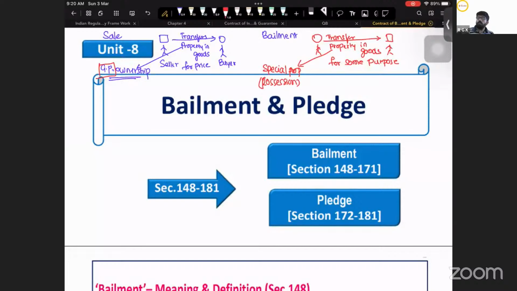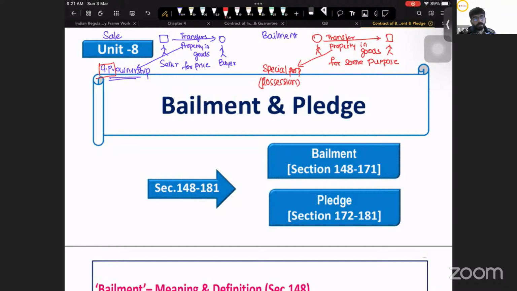When you give clothes to a tailor, you want to get it stitched. Now there is a mutual benefit. You will get the clothes, he will get the money. Suppose your friend wants to keep his jewels at your place so that he can go on a tour and come back. Your friend has a benefit there. His jewels are safe in your hands. That is why he is giving. So the party who is giving has the benefit there. Suppose your friend needs a car for his purpose. You give the car to him. For his benefit, you are giving the car. So all these cases are considered as bailment.